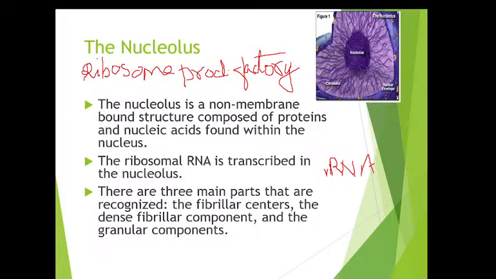Coming to the structural details, I've already said it does not have a membrane, but it has three main parts: the fibrillar center, the dense fibrillar component, and the granular component. All three regions, the fibrillar center, the dense fibrillar component, and the granular component, are involved in rRNA transcription, processing, and ribosome assembly.